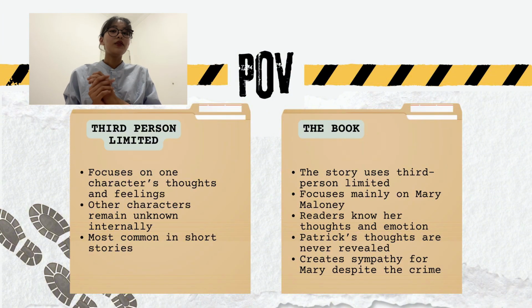This means the narrator focuses mainly on Mary Maloney's thoughts and feelings. The reader experiences the story through her perspective, while Patrick's thoughts are never revealed. Because of this, the reader feels sympathy for Mary, even though she commits murder. The point of view helps shape how the audience reacts to her action.